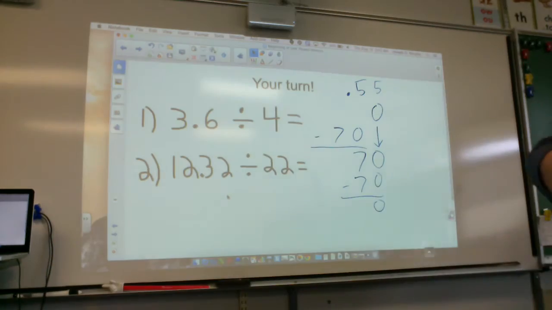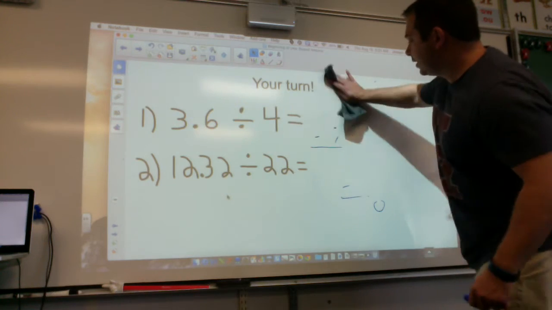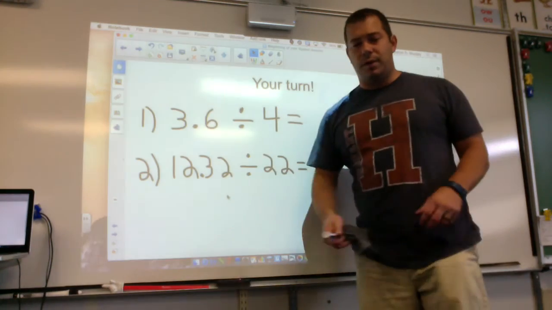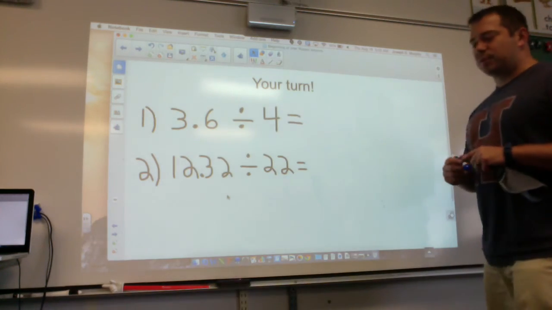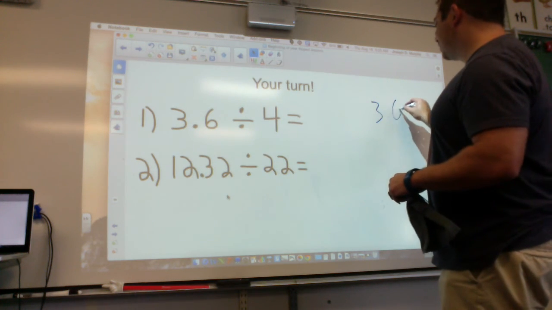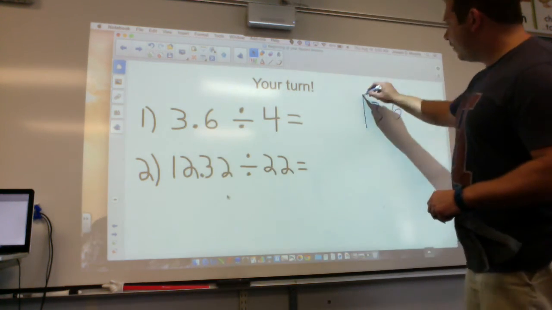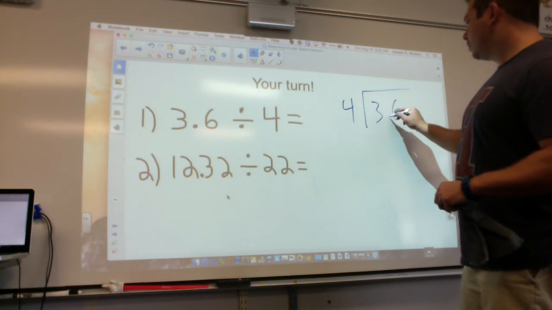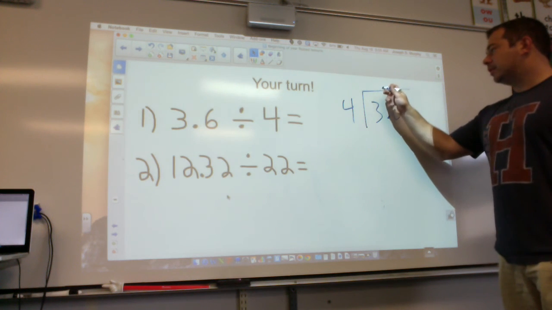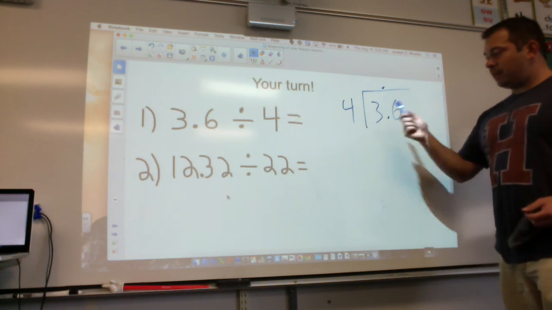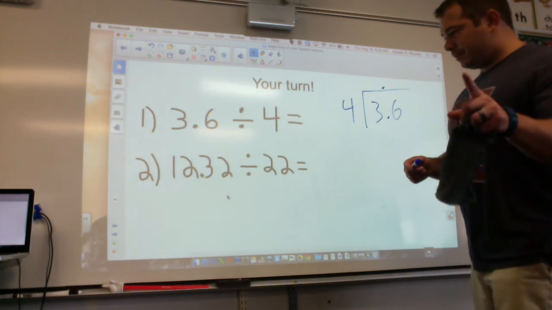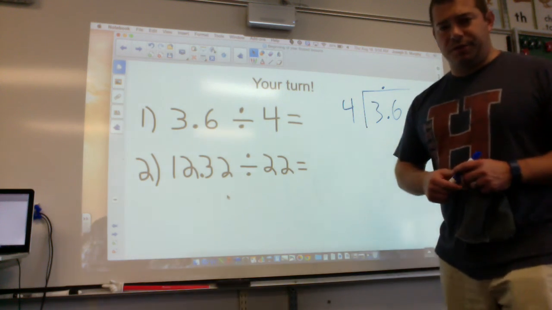Alright, now it's your turn right here. You have 3.6 divided by 4 and 12.32 divided by 22. Let's set up the first one together here. Let's do it the work way. It's 3.6 divided by 4. I set you up on that one. What would you do first? Yes, make sure you put your decimal point in there. And you could do the rest of that one. And then try number 2, which is a little more challenging, but nothing you can't handle. Alright, we'll see you real soon. Thank you. Goodbye.